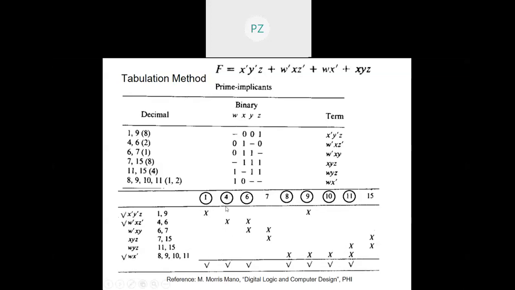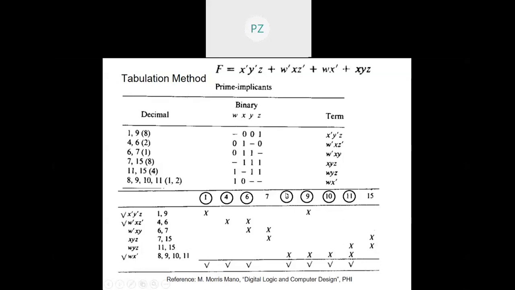Next, I see this column. This column also is covered only once, by this particular term, so this also becomes an essential prime implicant. This is covered by 2, so this one is not an essential prime implicant. 7 is again covered by 2, so this will again not give me an essential prime implicant.